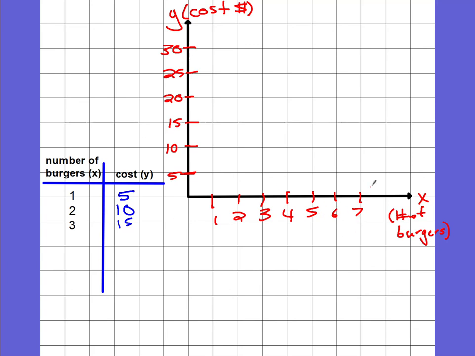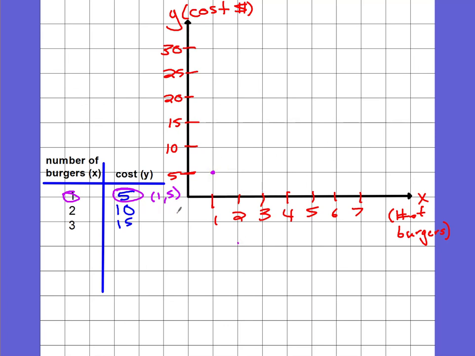What I'm going to do is plot the first 3 points from this. We know that 1 burger right here cost me $5. So let's turn that into an XY point. This point is going to be 1, 5. X is 1, Y is 5. We plot it. We go over 1 at 5.